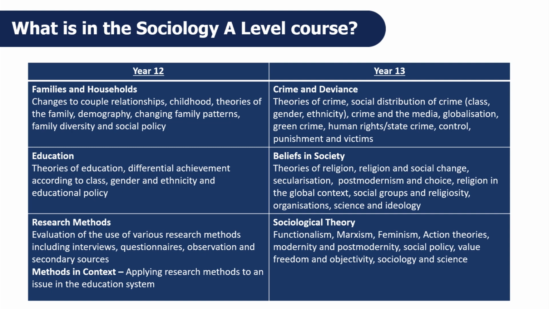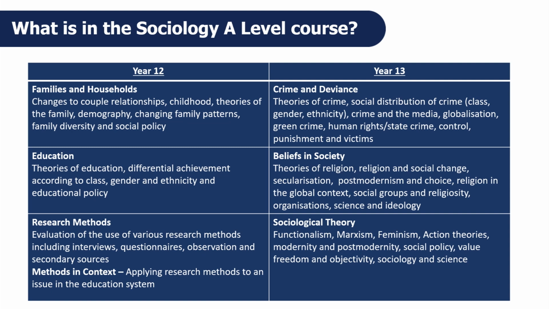In Year 13 we start off with a very popular topic, which is crime and deviance. We look at different theories of crime, which ultimately all try to explain the big question, why do people commit crime? What reasons do they have for doing that? We also look at social groups and crime, so why some groups are more likely to commit crime or be victims of crime than others. And then we look at some other more current topics such as globalisation and crime, crime in the media, and state crime.